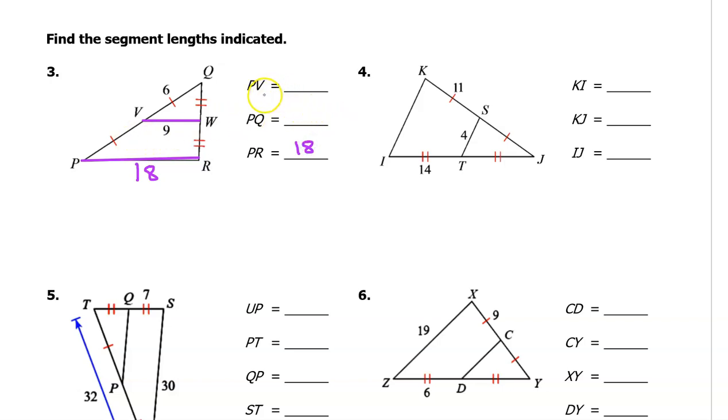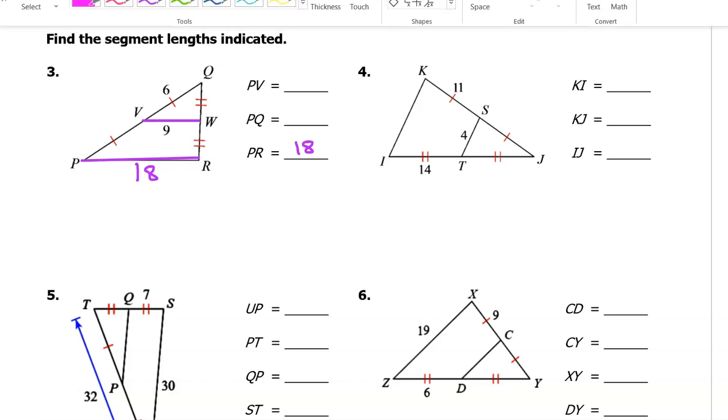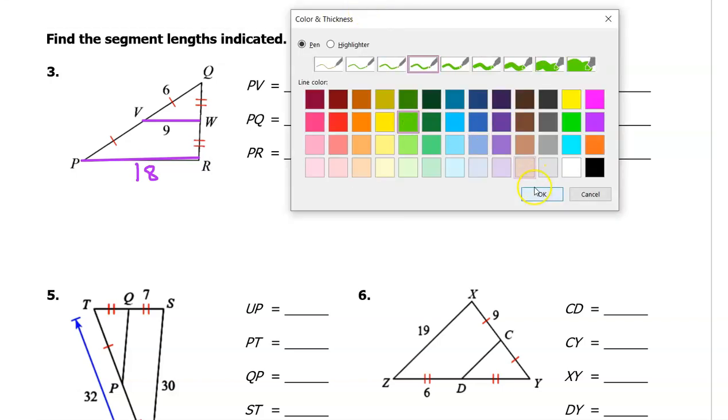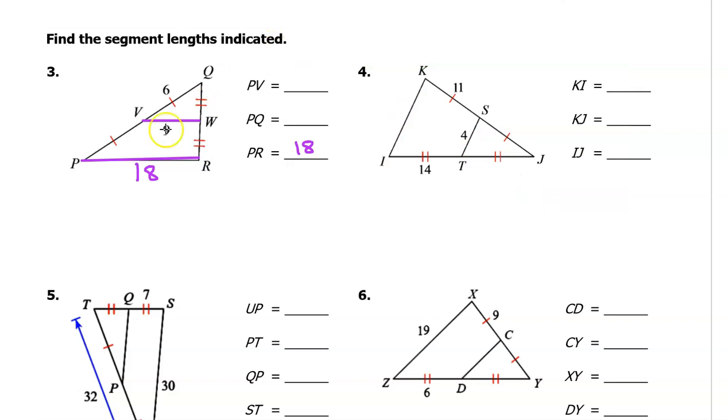What else do we know? They want to know the length of PV, but PV is right here. Okay, here is PV, but that is the same length as VQ. You can tell because they are marked equal. So if VQ is 6, that means that PV is also 6. And then what about PQ? Well, PQ is just the entire distance. So of course that will be 12.